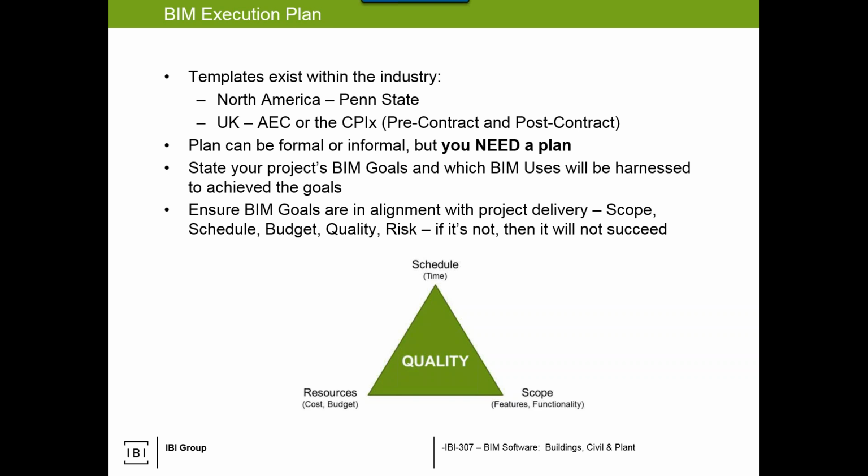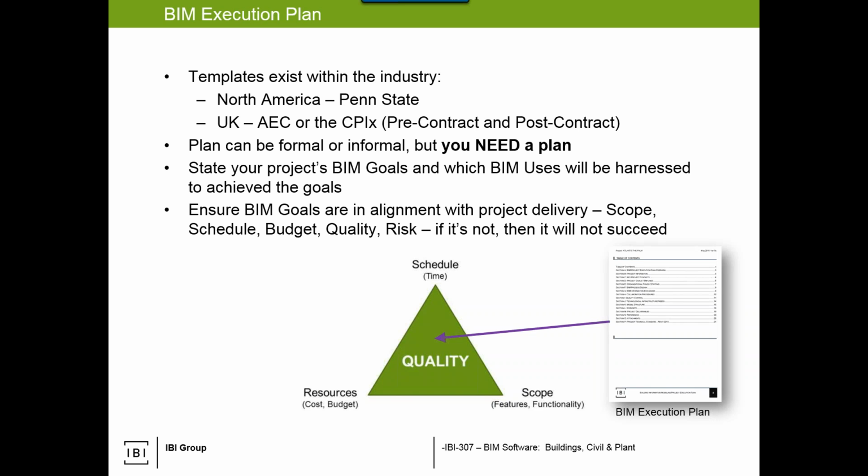So what are your BIM goals? Do I want to have design review, efficiency in drawings? Do I want to have advanced visualization? Do I want to send my steel model to the fabricator? Whatever the BIM goal is, what are the BIM uses, so around that wheel of BIM that we're going to use to harness to achieve the goals? Just how are we going to do it? That's the big question. And lastly, scope, schedule, budget, quality, risk are the 5 project delivery words that should be on everybody's mind.